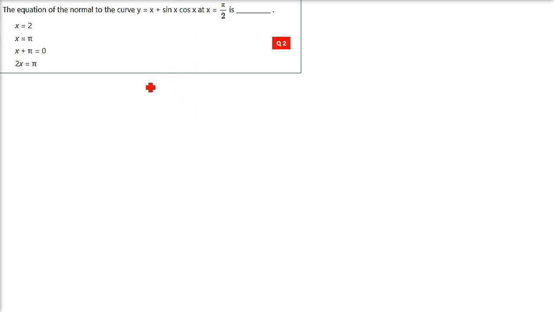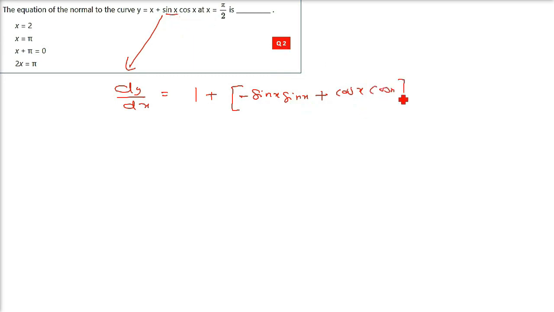So this question is already completed in the normal exercises. We'll do it again. We'll find out dy by dx, so what will be the slope? The derivative of x will be 1. Then we will apply the product rule here. First sin x, then the derivative of cos x, which is minus sin x. Then we have cos x here, and the derivative of sin x is cos x only. So we have got 1 plus cos square x minus sin square x. This is your dy by dx.